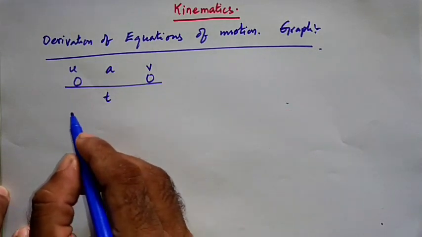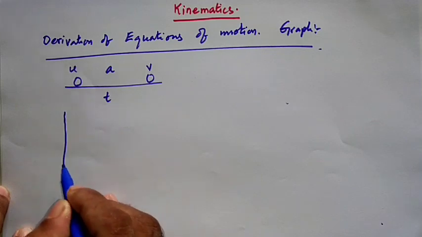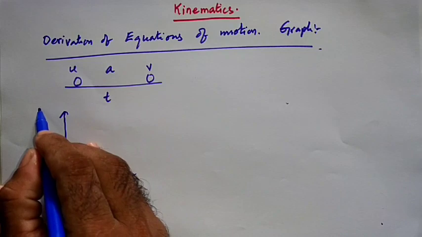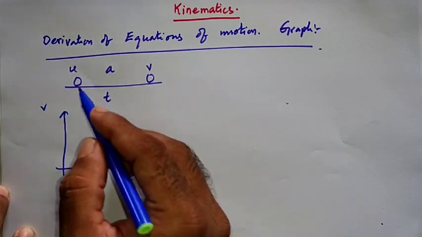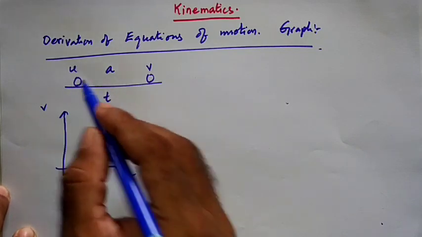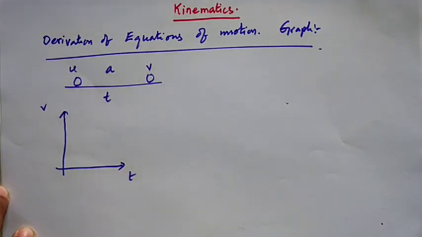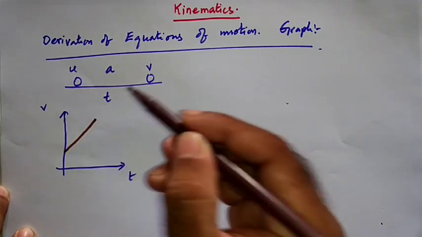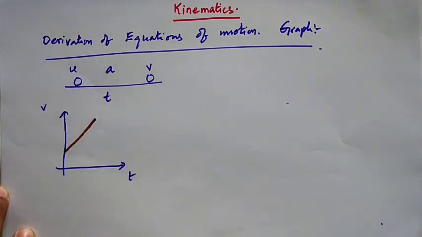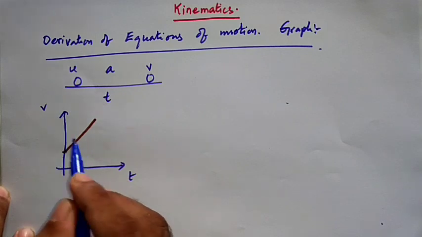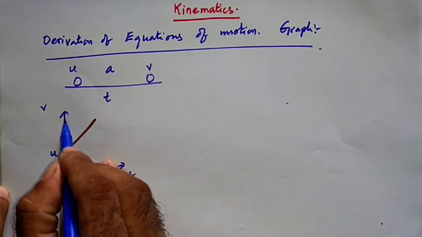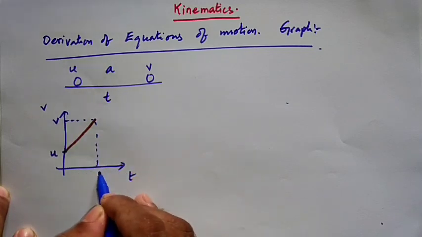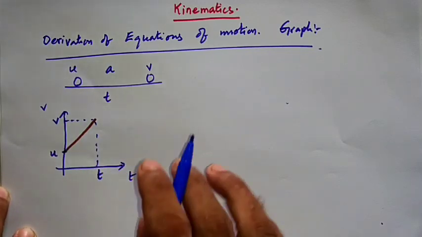Now let us draw the v-t graph for this. Time is taken on the x-axis, velocity is taken on the y-axis. Now it has the initial velocity u, it's not 0. So how will our graph be? Our graph starts here and this is the graph. This value is u, this value is v, and the time is t. Right? This is the graph.